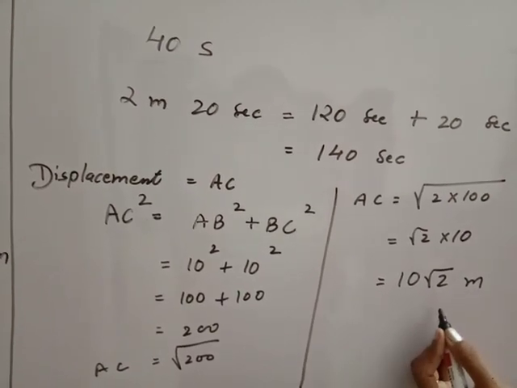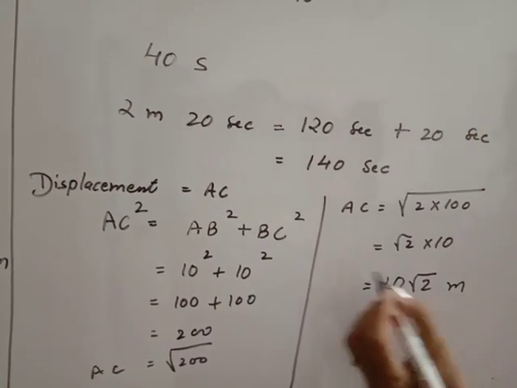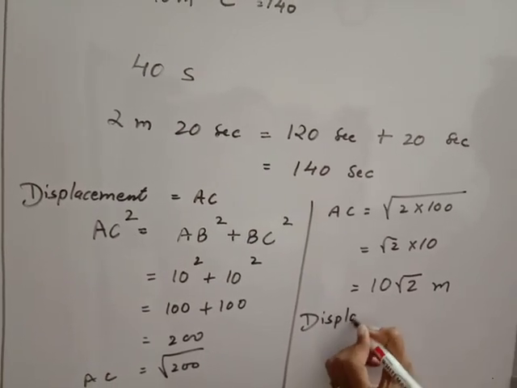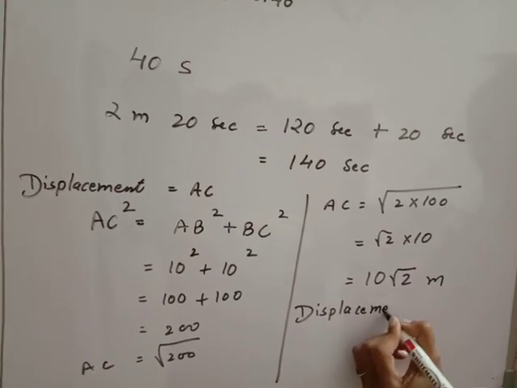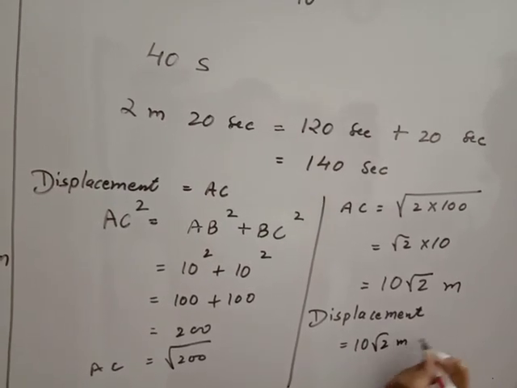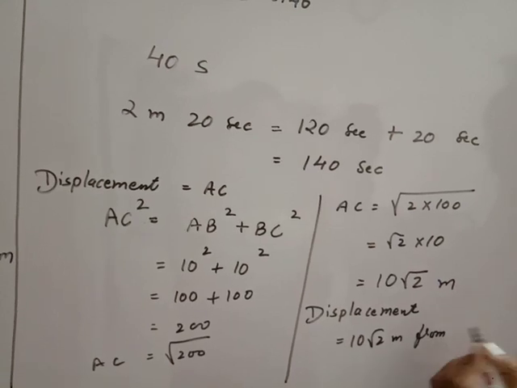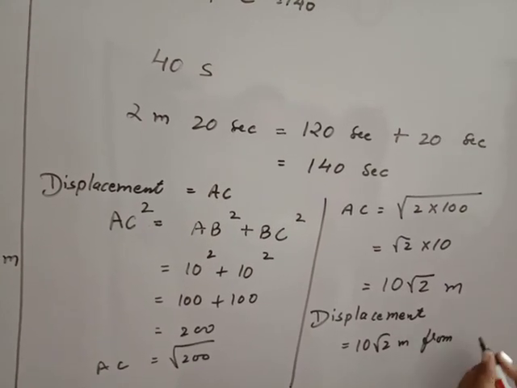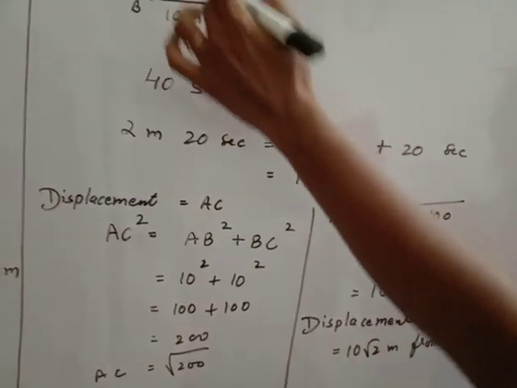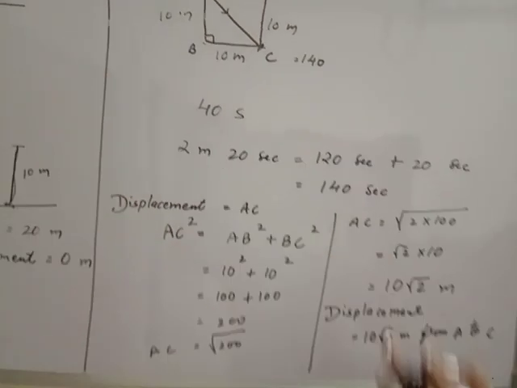And what is the direction? From A to C. So we say that displacement is equal to 10 root 2 meter from A to C. So always mention the direction, A to C. So this is the answer of this question.